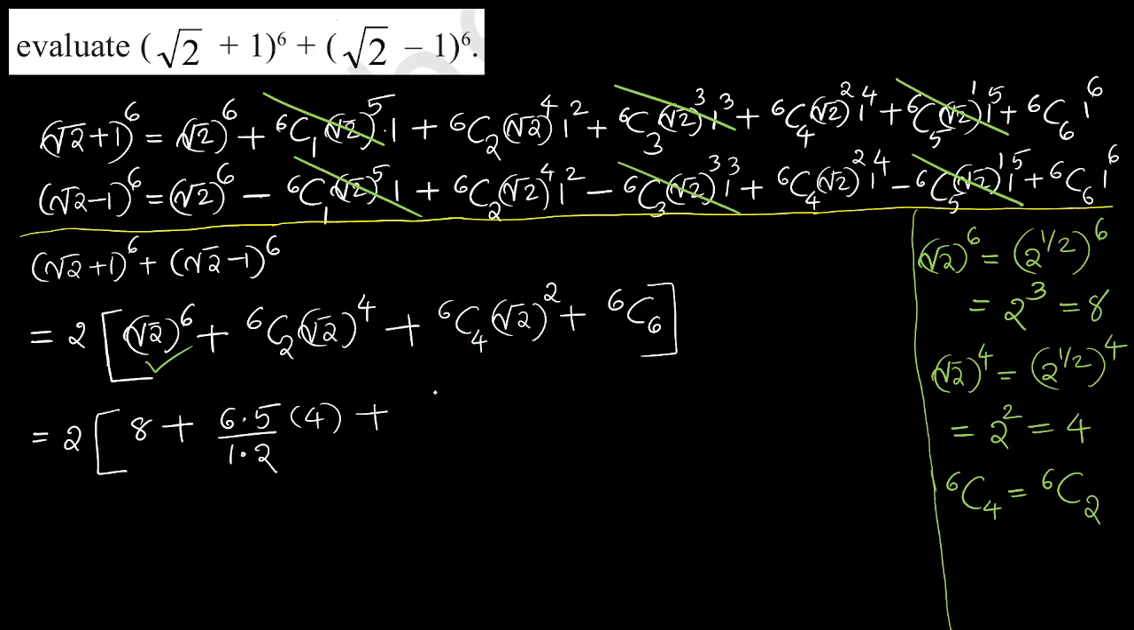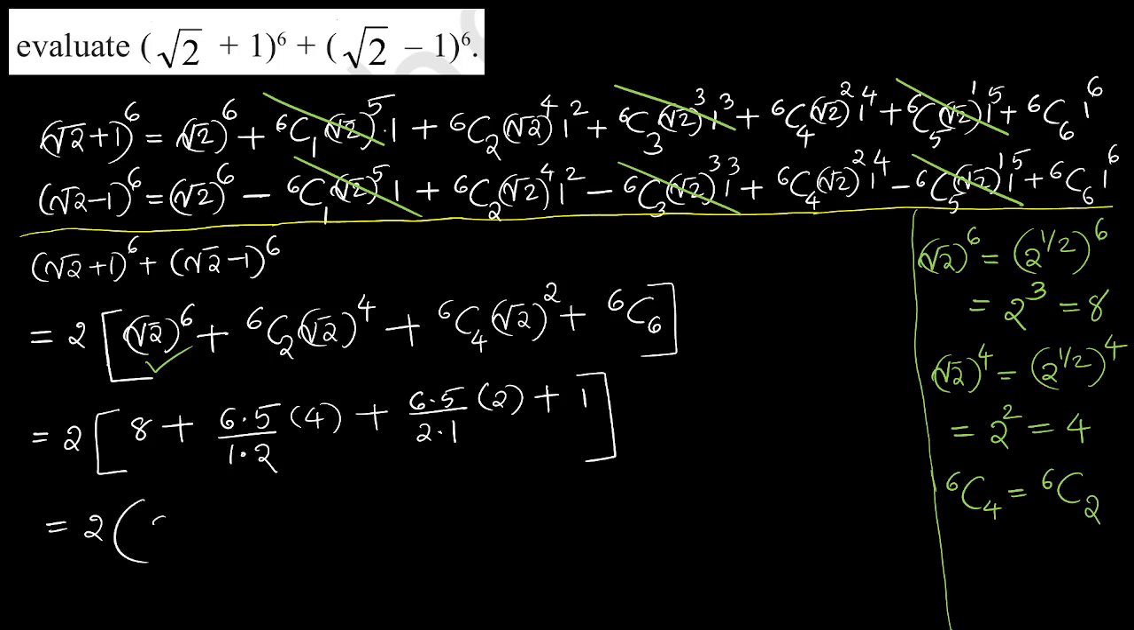6C2, you know, I have already explained. 6 into 5 by 2 into 1. Root 2 square, you know that it is 2. nCn is 1. We have a property that nCn is 1. So 6C6 is 1. Okay, I hope you have understood. So let me write the final answer. After that you can ask me doubt.